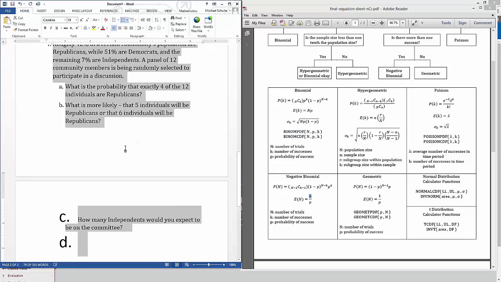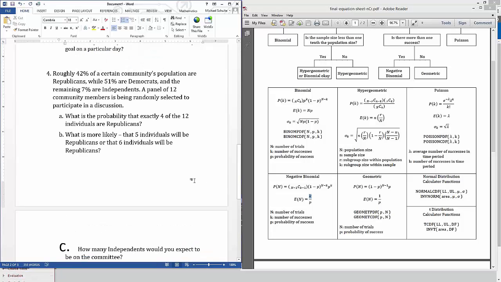We'll scroll down here. Okay, so you've got a community with 42% Republicans, 51% Democrats, 7% Independents, and you're going to pick a panel of 12 community members to participate in the discussion. Now, you might think hypergeometric here, right? Because once I pick somebody, the probabilities change. If I have 100 people in my community and I pick one of them, now I've only got 99 left to pick from and the probabilities change. So this is a tricky question. We have to figure out which distribution to use.